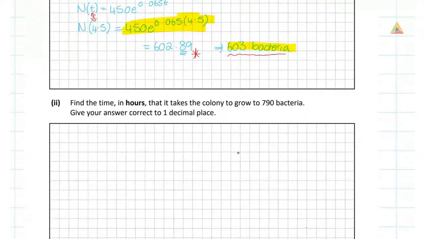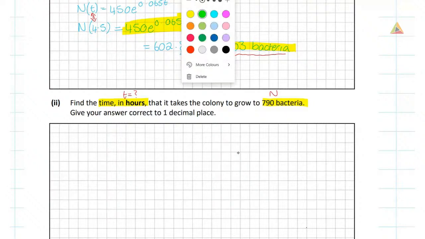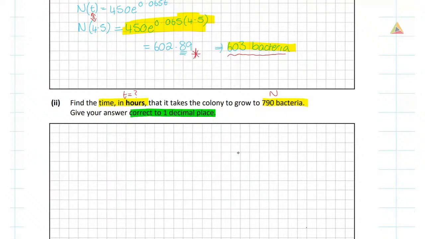Second part, find the time in hours. Okay, so I'm going to stop there. t is what I'm looking for, t is my question mark, if you like, that it takes the colony to grow to 790 bacteria. So that's my number of bacteria, which is N. And again, we'll remind ourselves that at the end, we're giving our answer correct to 1 decimal place. Not a bad idea to just highlight that to remind yourself in the question.